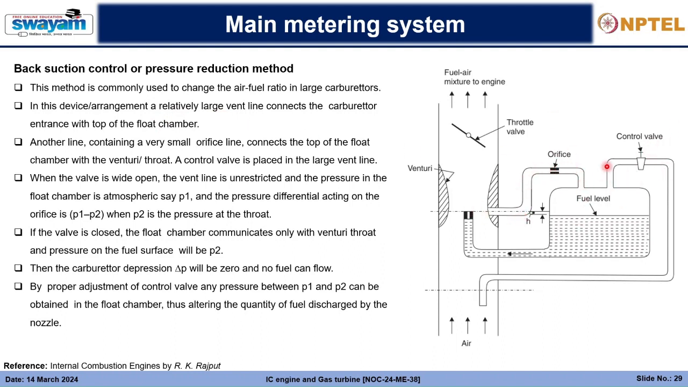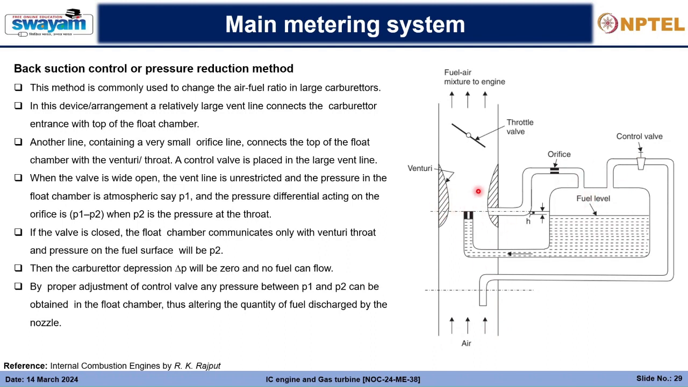A large vent is connected from the fuel float chamber to the air inlet, and a small vent is connected through the orifice to the throat of the venturi, as you can see here. Now, what happens is that there is a control valve which is connecting the air to this level. So when this control valve is wide open, this point is connected to this point. Hence, if the pressure here is P1, then the pressure out here is also P1.